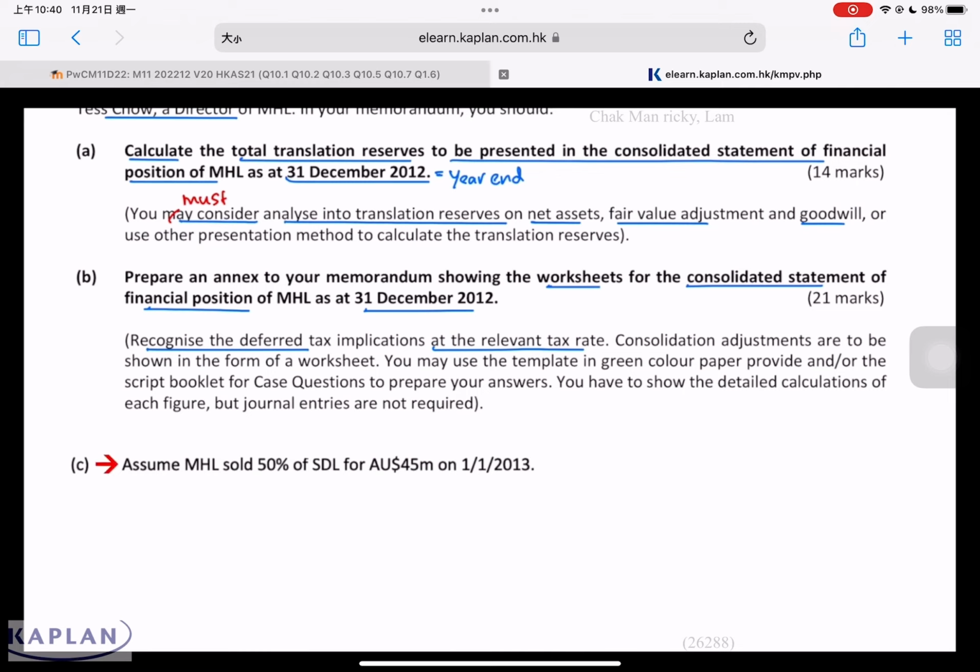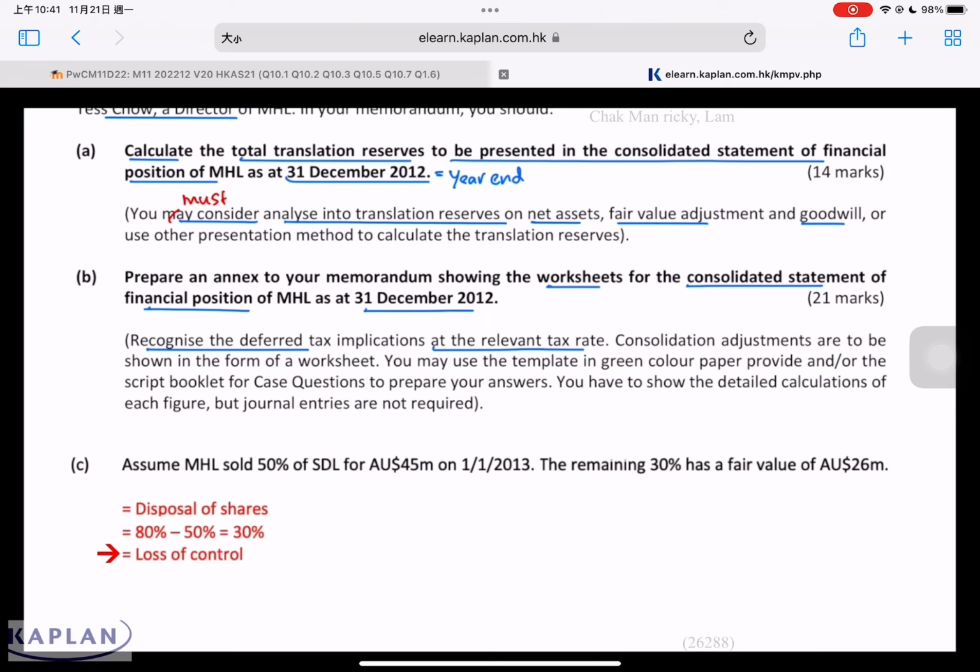Part C. Assume MHL sold 50% of STL for Australian dollar 45 million on 1st Jan 2013. And the remaining 30% has a fair value of $26 million. These are considered as disposal of shares. It is 80 minus 50 equals to 30. This is considered as loss of control. We must do a deconsolidation. We discussed that in earlier sessions.